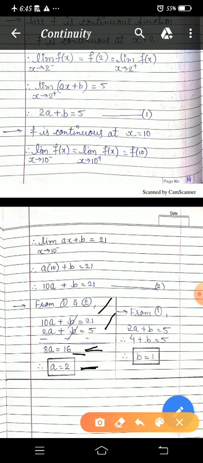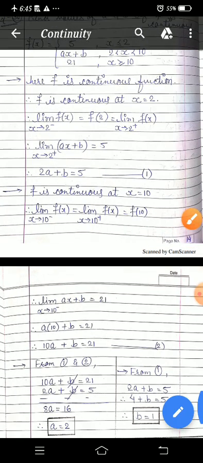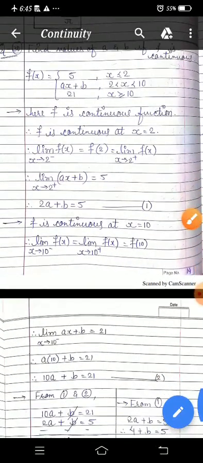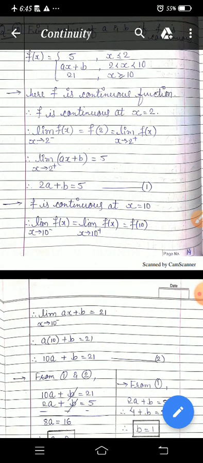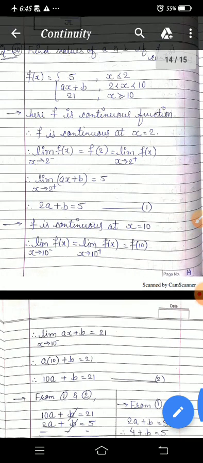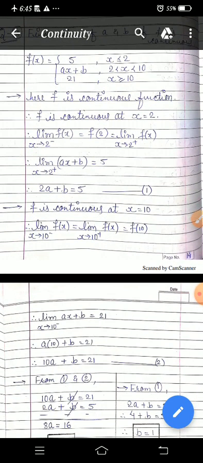By putting the value of a equals 2 in either one equation, suppose we put it in equation number 1, then we can easily find the value of b, which will be equal to 1. So that is a very easy chapter, a very easy topic, known as continuity, and there will always be one question from this chapter asked in your board examination or Gujcet examination. Thank you.